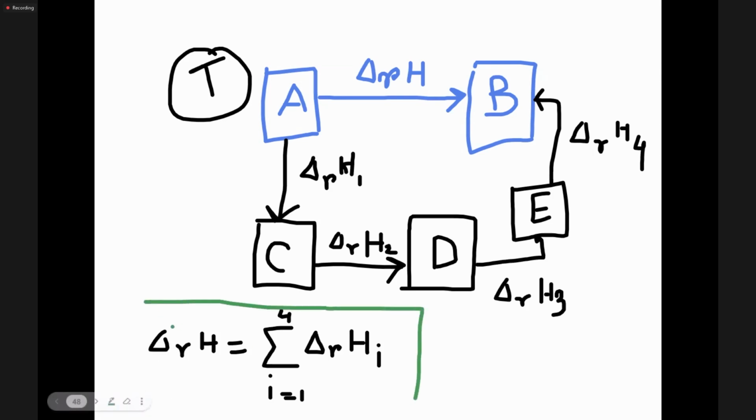Hess's law of constant heat summation tells us that if del RH is the total enthalpy value, and we have multiple steps where we have individual del H i values, then the total del RH value will be the summation of all the individual step del H i values.